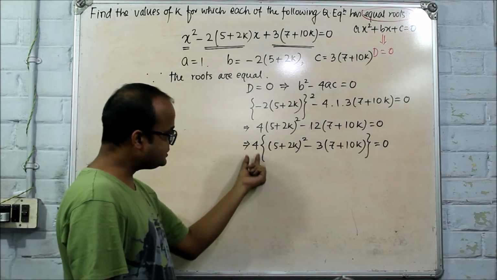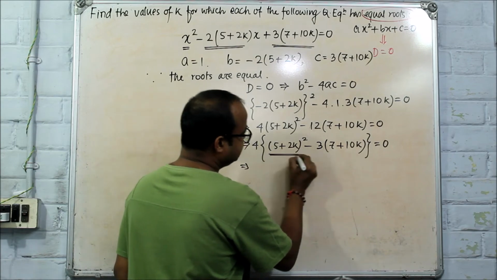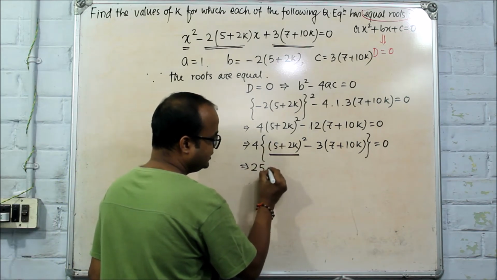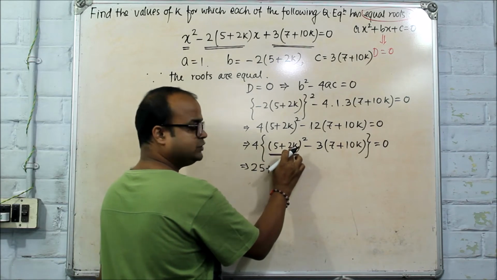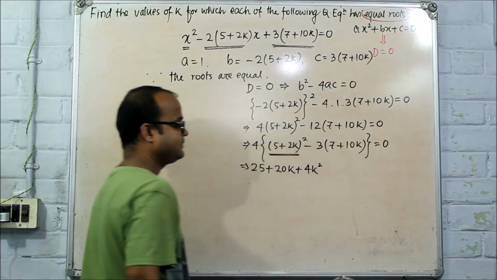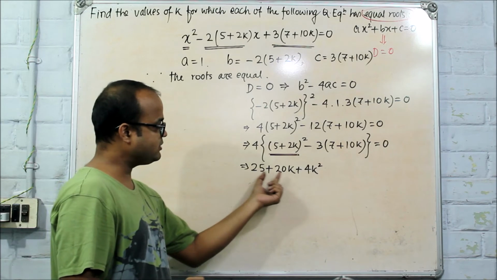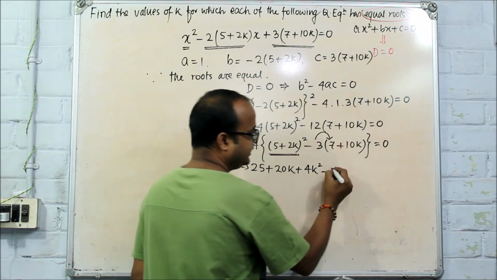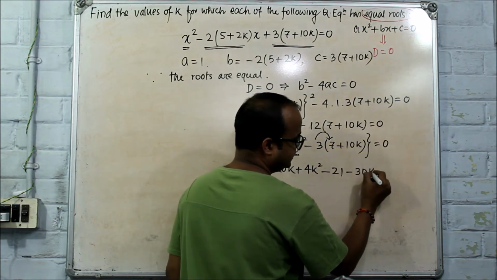Clear? So in the next step, when you send this 4 to that side, it will be equal to 0, 0 divided by 4 is 0. Now we expand this term in the form of (a plus b) square. So a square, that is 5 square, 25, plus 2 into a into b, that is 2 into 5 into 2k, 10 into 2, 20k, plus 4k square. We are expanding this in the form of a square plus 2ab plus b square, minus 3 into 7, 21, minus 3 into 10, 30k is equal to 0.